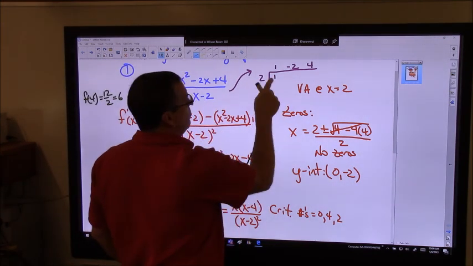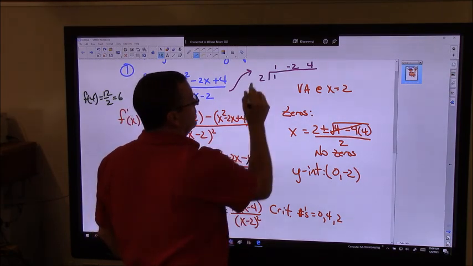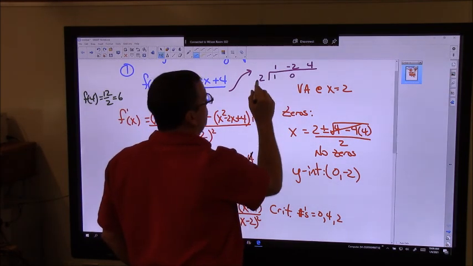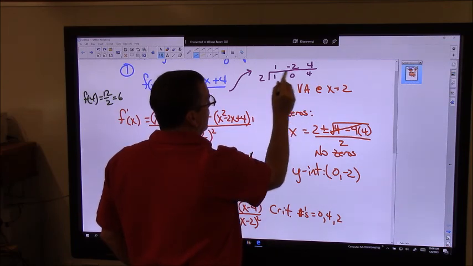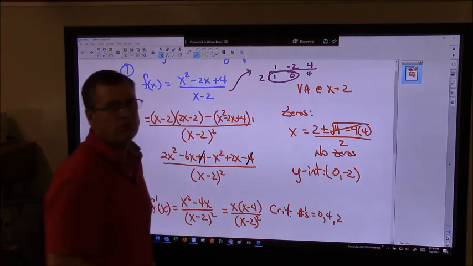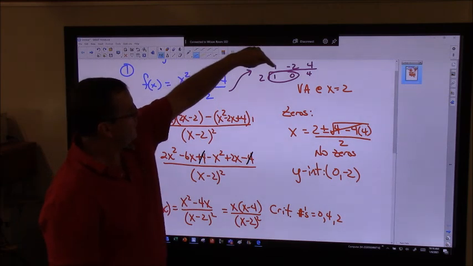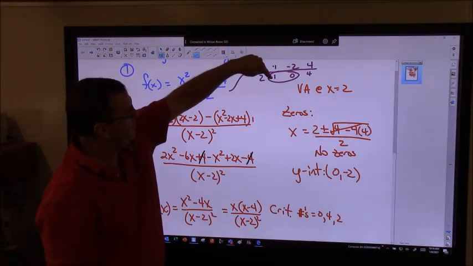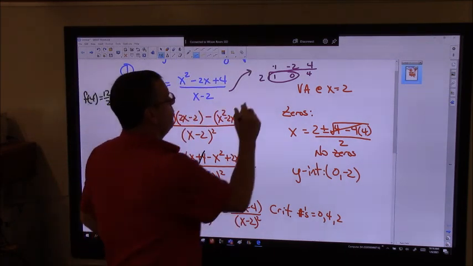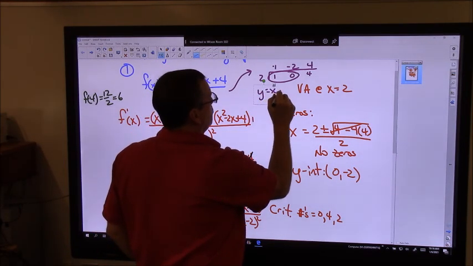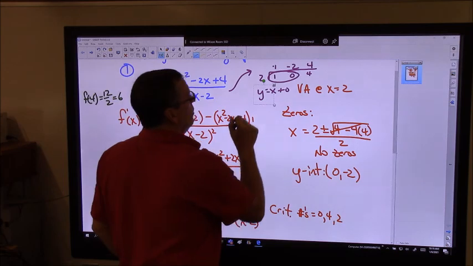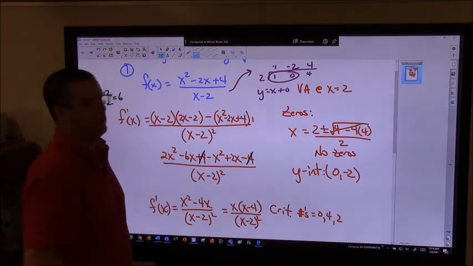Bring that down, then I'll multiply and add to the next. So 2 minus 2, that's 0. Multiply, you get 0, add to this, you get 4. This part right here is the slant asymptote. And remember, this was x squared, so you decrease your exponent by 1. So y equals 1x plus 0. Okay? Or just y equals x.